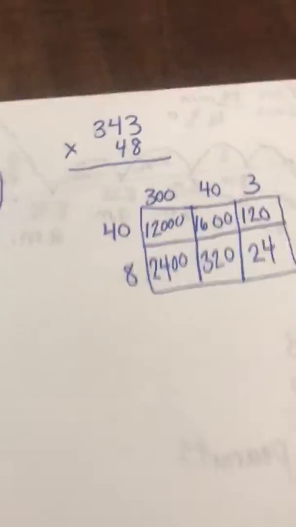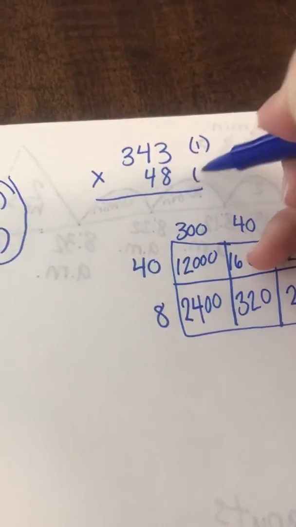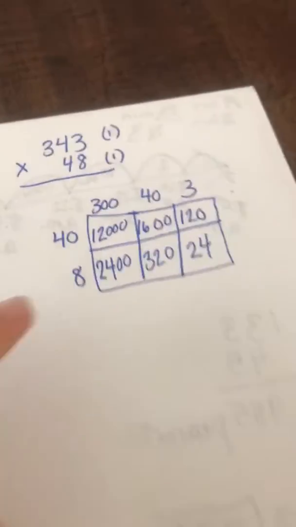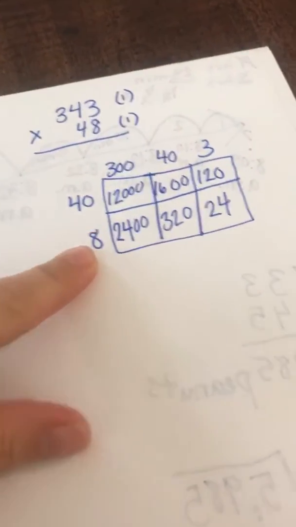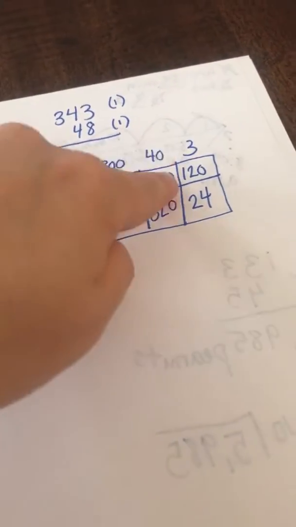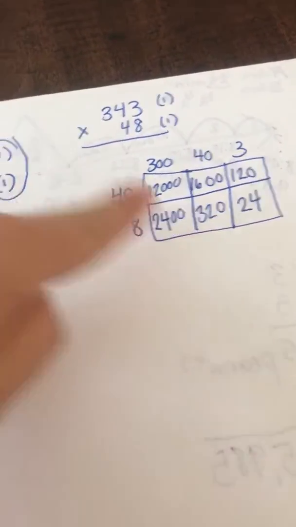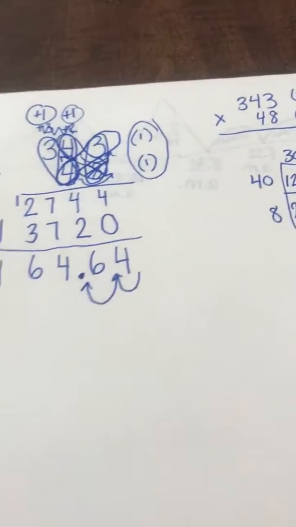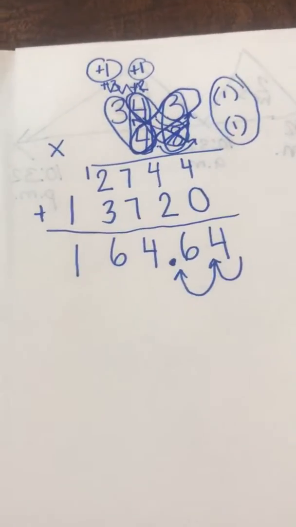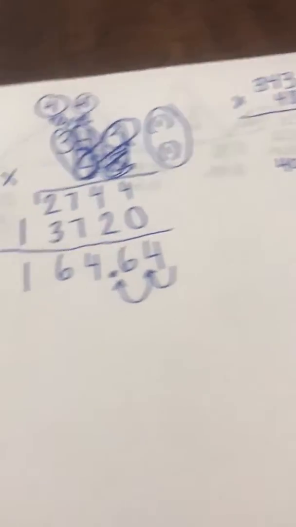So you could bump your decimal out like we did, then set your box up if you like the box method to multiplying, and then you would add all your pieces up. You would get the answer that I got, and then you would put your 2 decimal places back in. So there's a couple of different strategies that you can use, whatever you are more comfortable with.